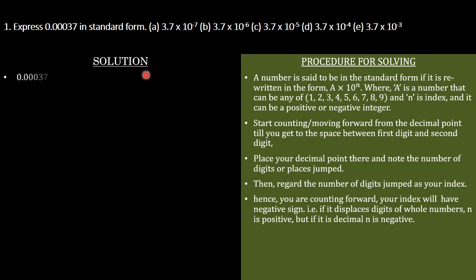Let's check the solution. We have 0.00037 is equal to 3.7 multiplied by 10 raised to power minus 4. Now let's check how we get this solution.